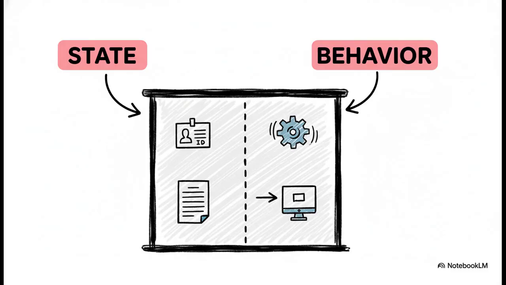So, what's actually inside every single object? Well, it boils down to two fundamental things. On one side, you have its state. That's its unique data. Our S1 object might have an ID of 100 and the name Java, but another student object could have a totally different ID and name. And on the other side, you have its behavior. This is all about what the object can actually do.